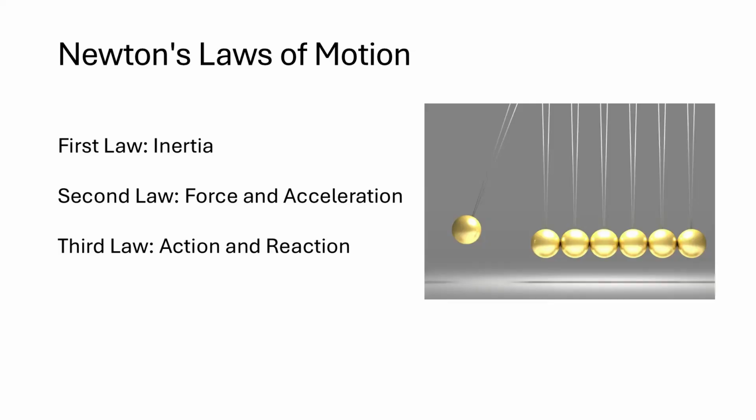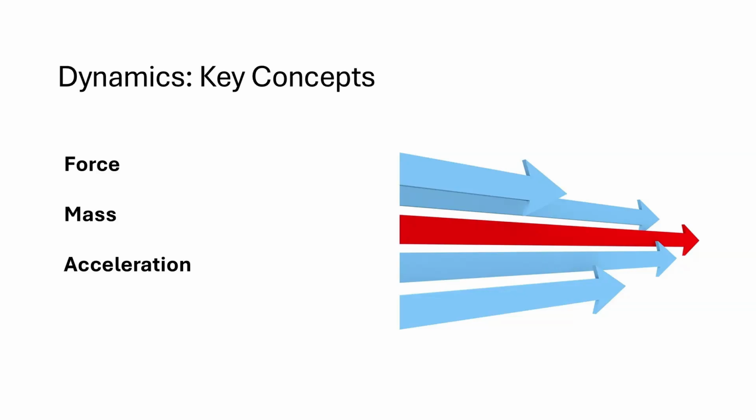Newton's first law states that an object in motion stays in motion unless acted upon by a force. The second law states that the force acting on an object is equal to the mass of that object multiplied by its acceleration. Newton's third law states that for every action, there is an equal and opposite reaction, illustrating the interaction of forces. In dynamics, force, mass, and acceleration are the key concepts.